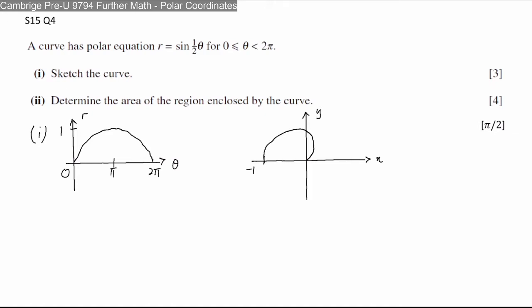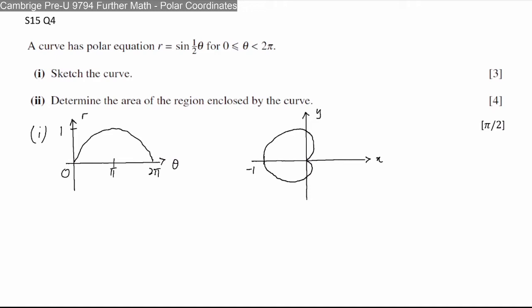And then from pi to 2 pi, because of the symmetry property, as you can see from the graph on the left hand side, we just have to copy whatever we have done in the positive y part. So the negative y part will be symmetric as well. Okay, so it is as easy as this for the sketching.